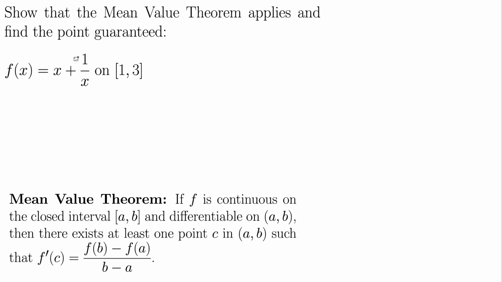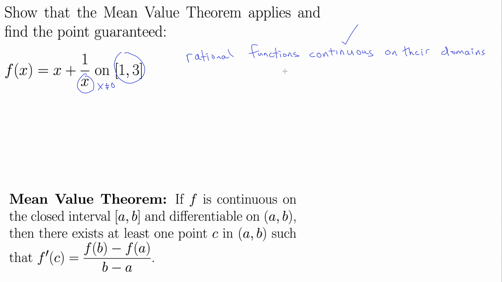So let's see. Well, f of x equals x plus 1 over x is a rational function, and rational functions are continuous on their domains. The only place where this rational function gives us a problem is at 0, so we'll say x not equal to 0, but we're only looking at the interval from 1 to 3. So this tells us that the function is continuous. That's half of what we have to show. Differentiable, so there's the continuous part.